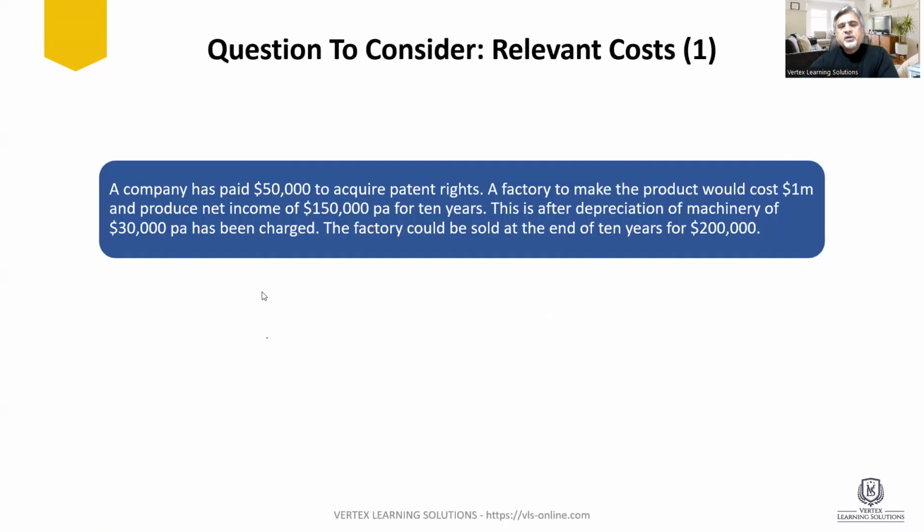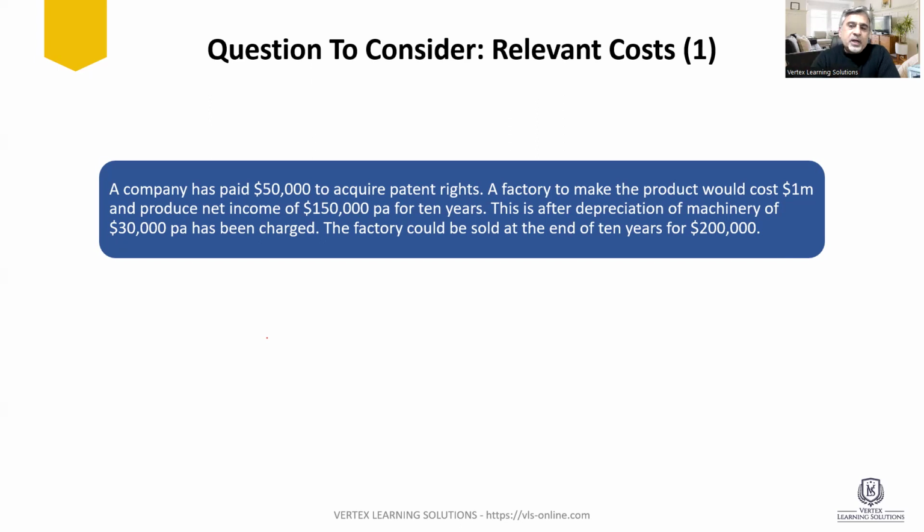We do some questions. A company has paid $50,000 to acquire patent rights. You already have paid. A factory to make the product would cost 1 million and produce net income of 150,000 per annum. PA means per annum, for 10 years. So I already have paid $50,000 for a patent.